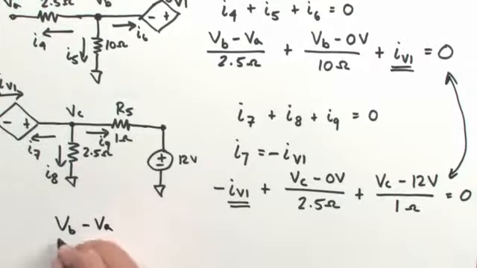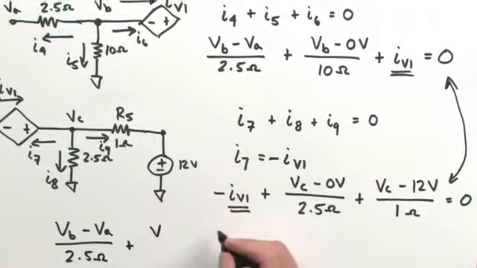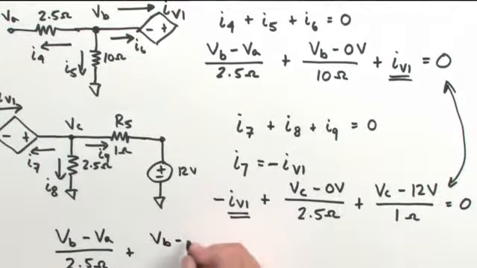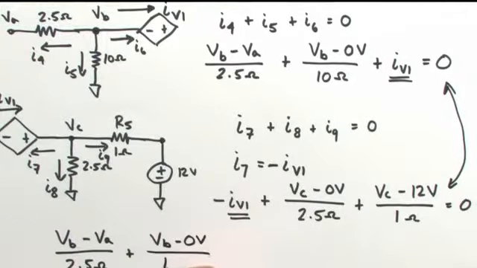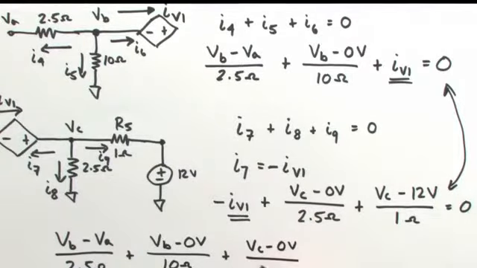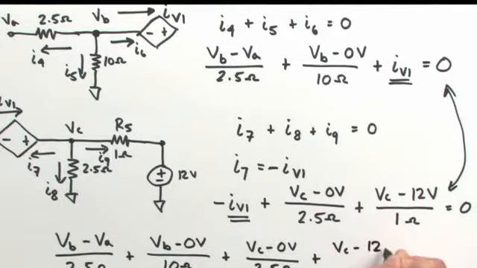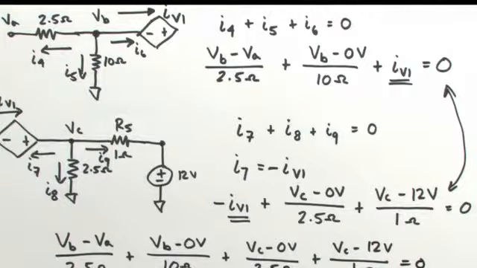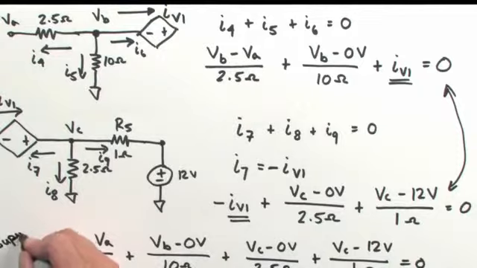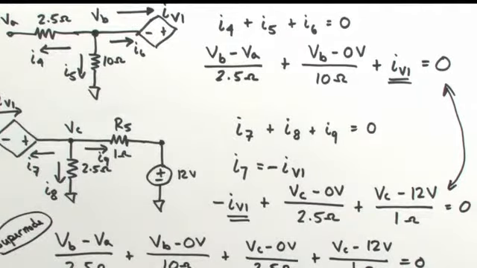VB minus VA over 2.5 plus VB minus 0 volts over 10 plus VC minus 0 volts over 2.5 plus VC minus 12 volts over 1 ohm must all sum to 0. This is our supernode equation. So this is the second equation, or second node equation, that we're going to need to solve the system.